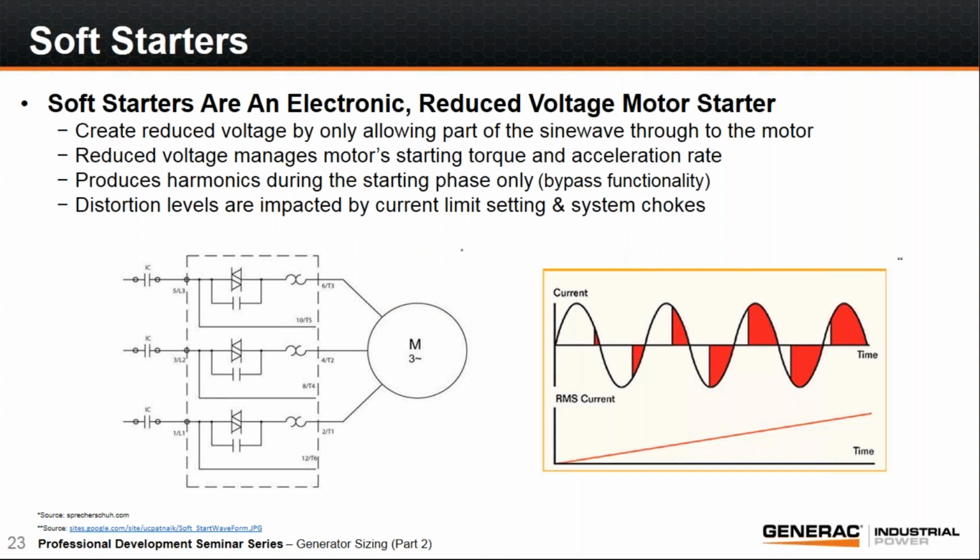By doing that, we can create a non-transient condition on the genset, because we just see a little bit of load at first, and then it ramps voltage up over a few second period. And as we ramp the voltage up, the motor starts accelerating and the speed picks up, and the genset doesn't see a big transient condition.